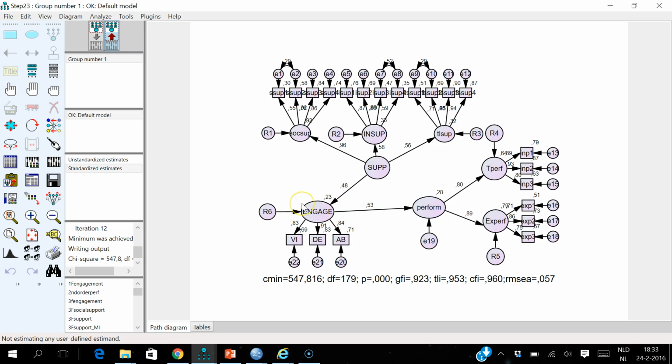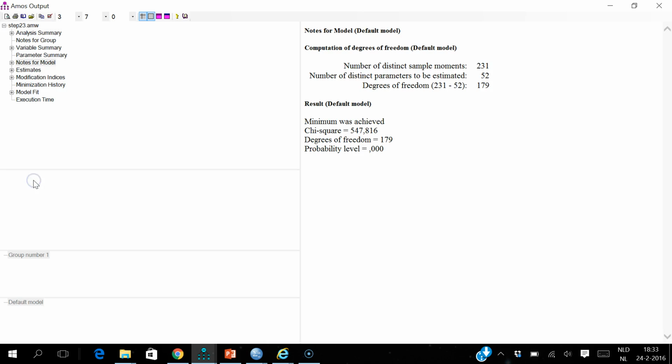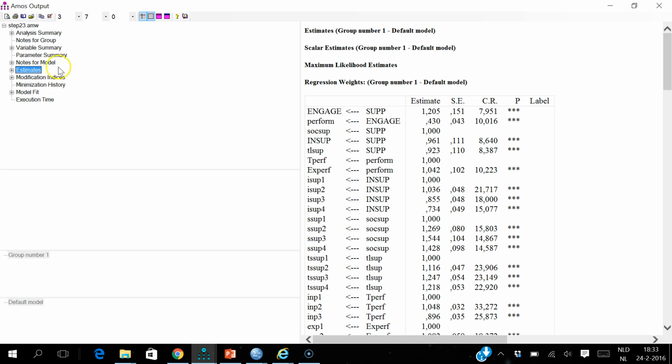So what you can see here is that social support is significantly and positively related to engagement, and in turn, engagement is significantly related to performance. Of course, you should not only look at the standardized estimates, but also at the t-values. The t-values can be found in the Amos output if you click estimates.